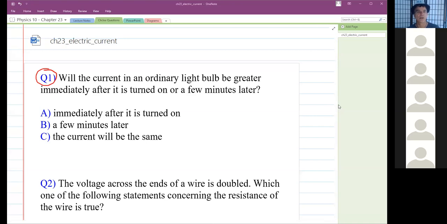Okay, so the clicker question is, will the current in an ordinary light bulb be greater immediately after it is turned on or a few minutes later? A, or yes, is immediately after it is turned on. B, or no, is a few minutes later. And C, go slower, would be that the current will be the same. Let's take about 15 seconds to think about that. When you have an answer, punch in yes for A, no for B, go slower for C.